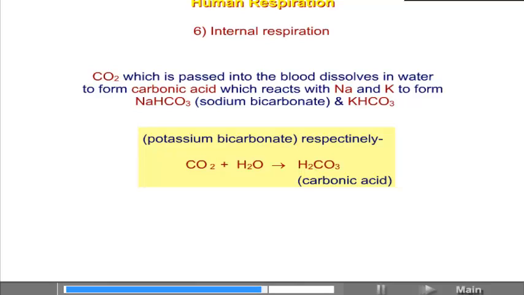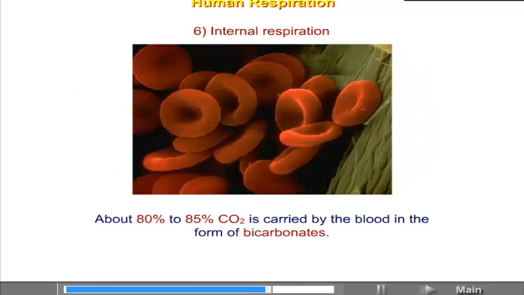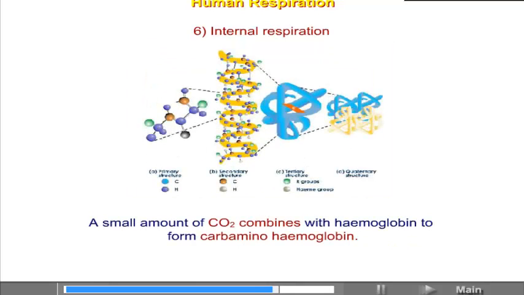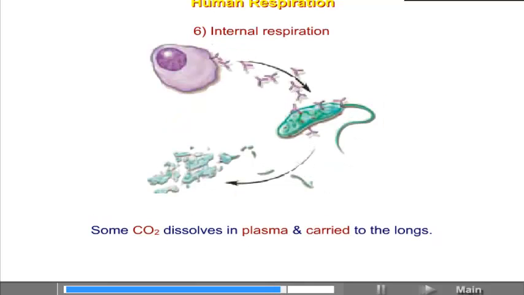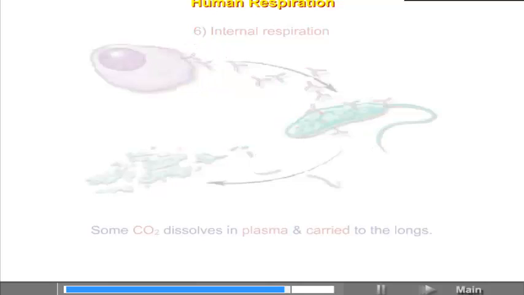CO2 plus H2O gives H2CO3, that is carbonic acid. About 80 to 85% of carbon dioxide is carried by the blood in the form of bicarbonates. A small amount of carbon dioxide combines with hemoglobin to form carbaminohemoglobin. Some carbon dioxide dissolves in plasma and is carried to the lungs.